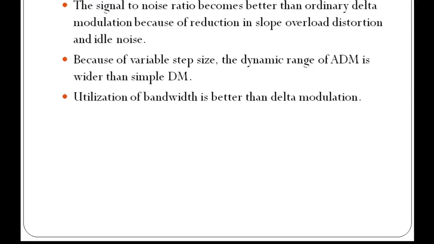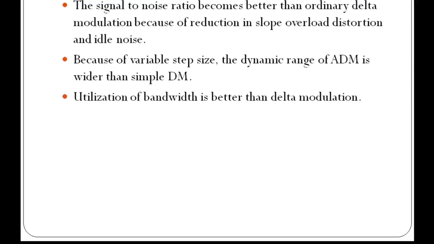So the signal to noise ratio becomes better than the ordinary delta modulation because of reduction in slope overload distortion and granular noise. The second advantage is because of variable step size, the dynamic range of ADM, that is adaptive delta modulation, is wider than the simple delta modulation. The third advantage is the utilization of bandwidth is better than delta modulation. The fourth one is only 1 bit per sample is required. That was also in case of delta modulation, but this is not an advantage, these are equal.